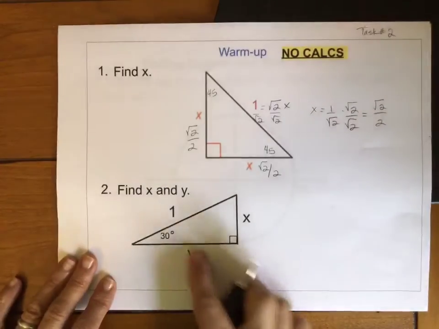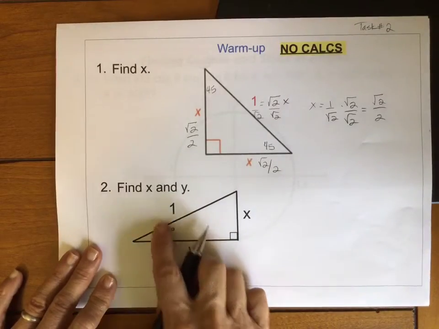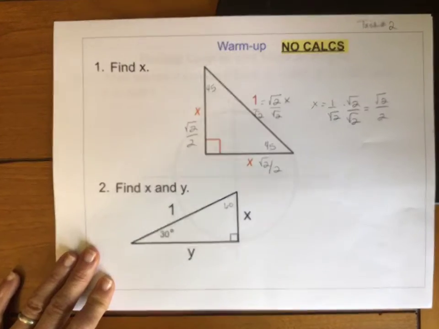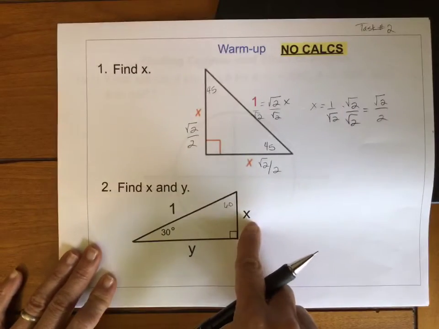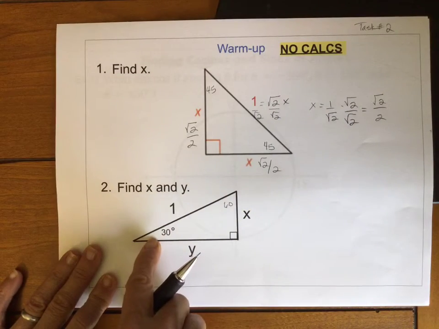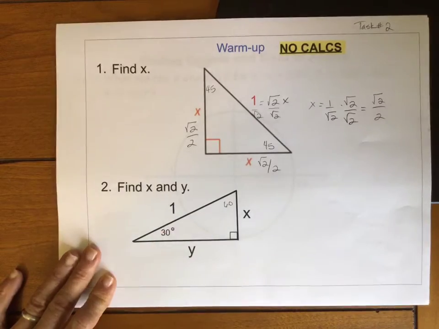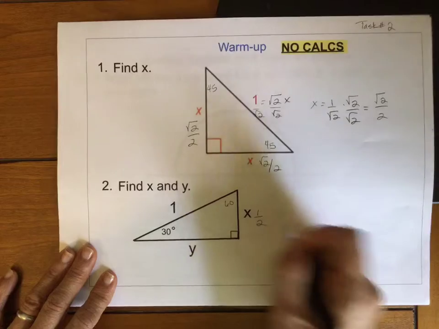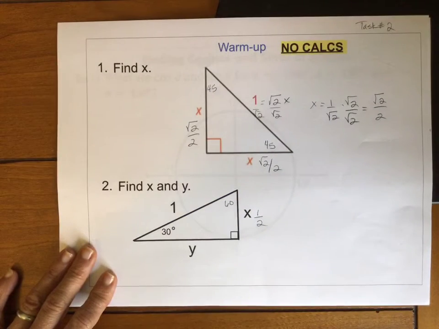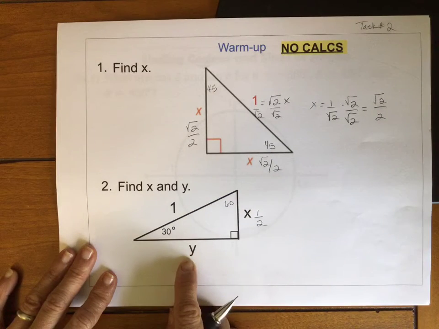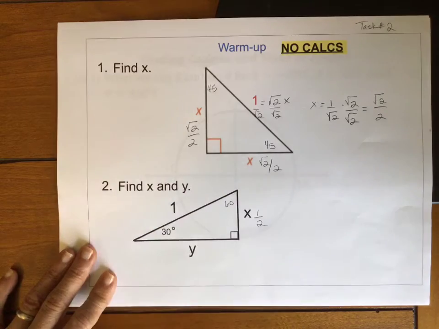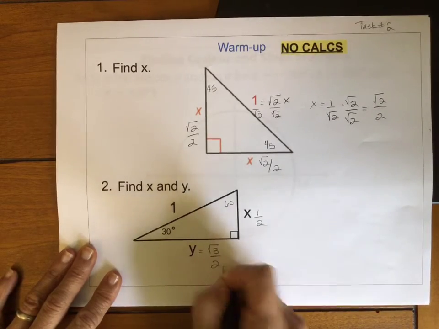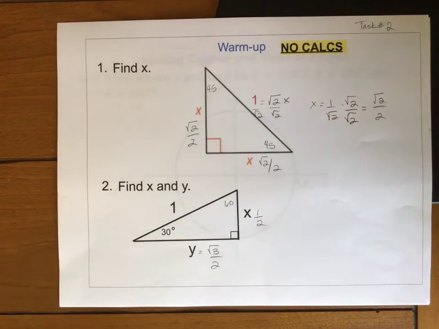All right, so here we have our 30, 60, 90 triangle. So our angle up here must be 30. If this is the short side, because it's across from the smaller angle, we know it's half of what the hypotenuse is. So if the hypotenuse is 1, this is 1/2. And then our long side is root 3 times our short side. So that just gives us root 3 over 2. All right.